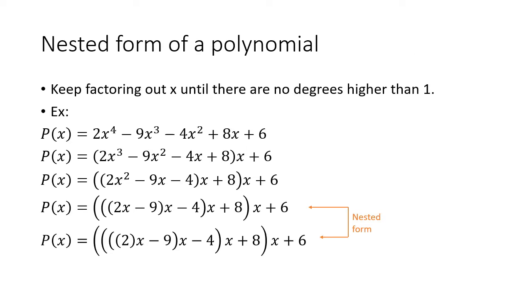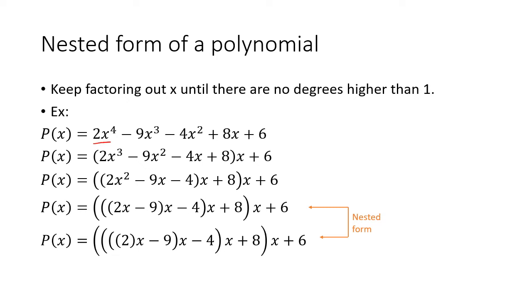Okay, now there's another way to write a polynomial, and it's called nested form. This, just by looking at it, might seem completely unnecessary, but it's the foundation behind something that's really pretty important. Now, what nested form is, is you keep factoring out an x until the variable x has no degree higher than 1.